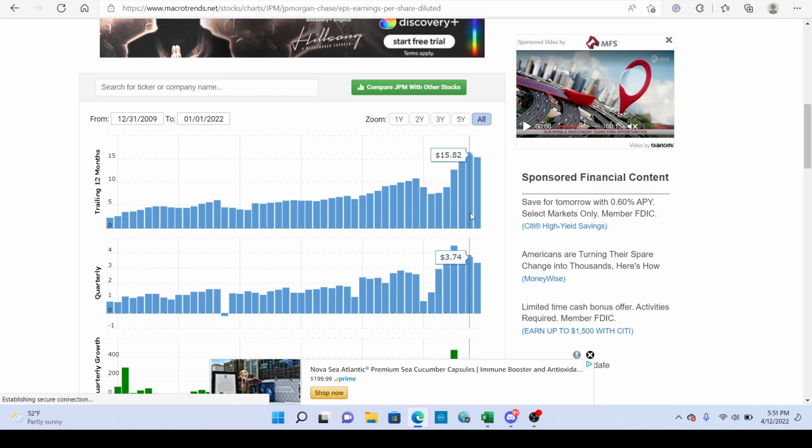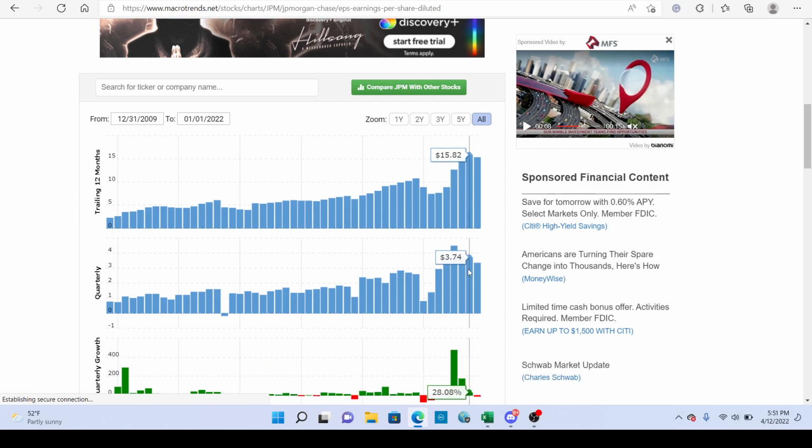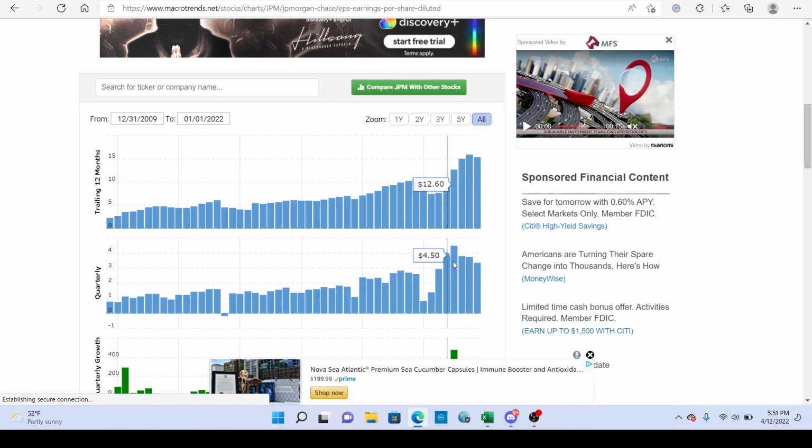This is our current trailing 12 month EPS. So if we're looking at this bar right here, this is 15.82. Now what this is doing is that it's looking at these four quarters, this one, this one, this one, and this one. So we're adding 3.8 plus 4.5 plus 3.78 plus 3.74 to get this prior quarter's trailing 12-month EPS.